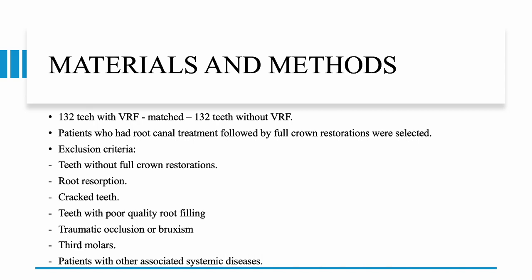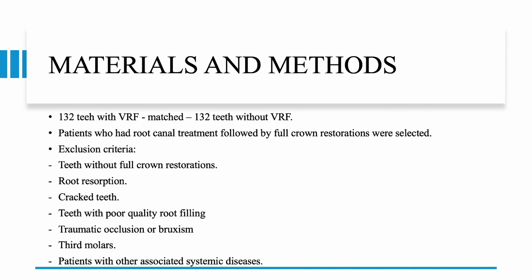132 teeth with vertical root fractures were matched with 132 teeth without vertical root fractures as a control, and patients who had root canal treatment followed by full crown restoration were selected.